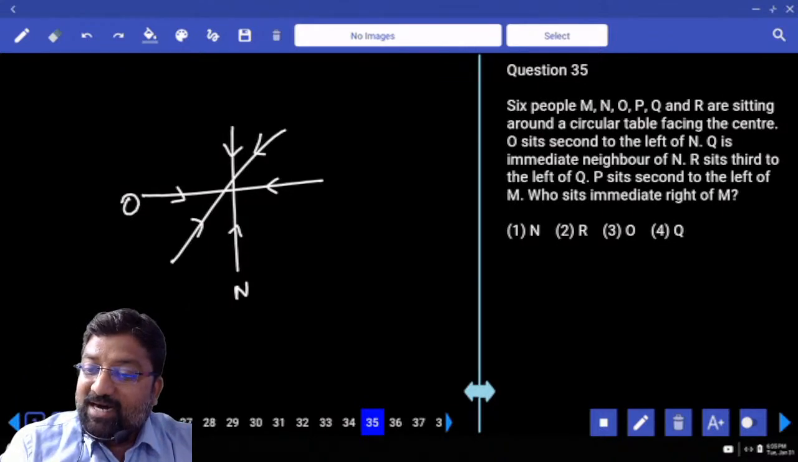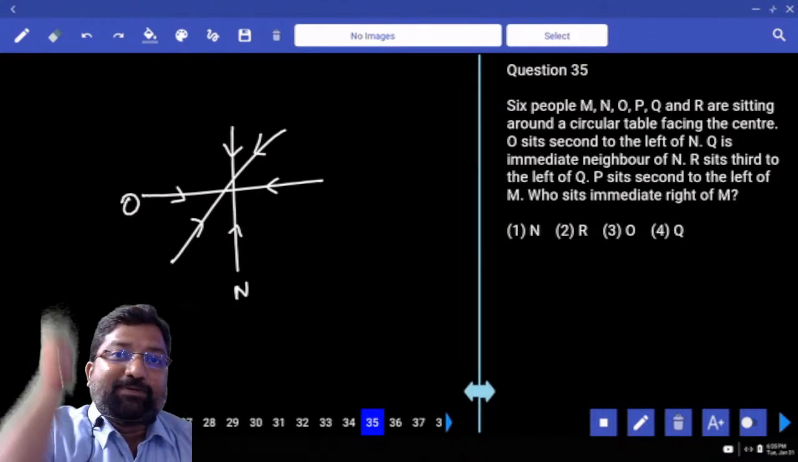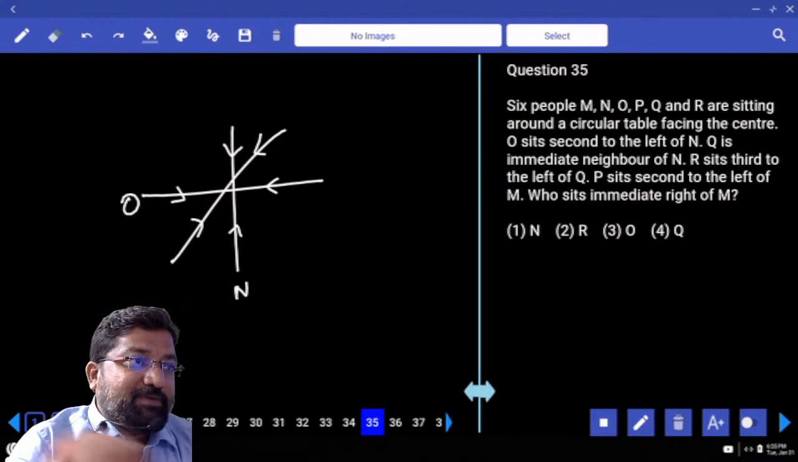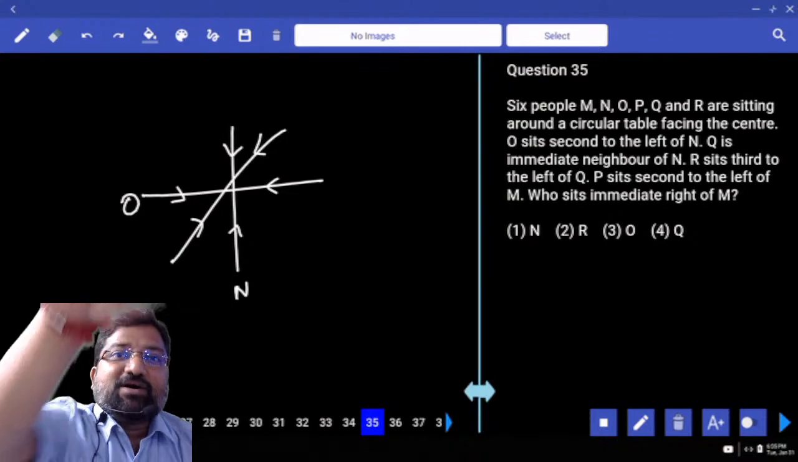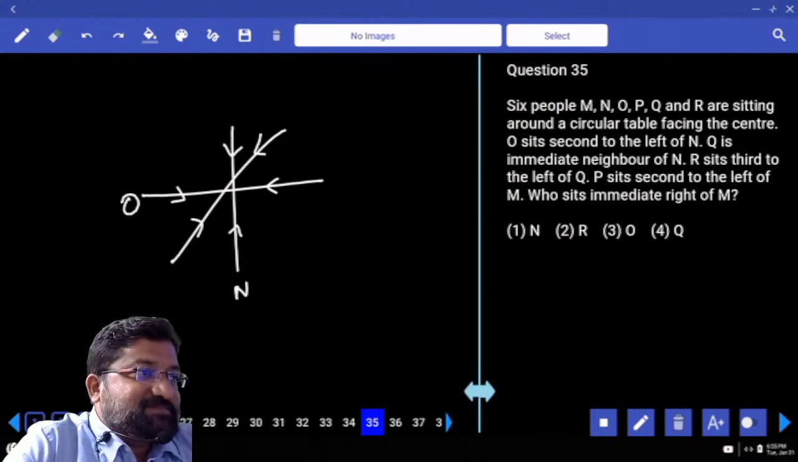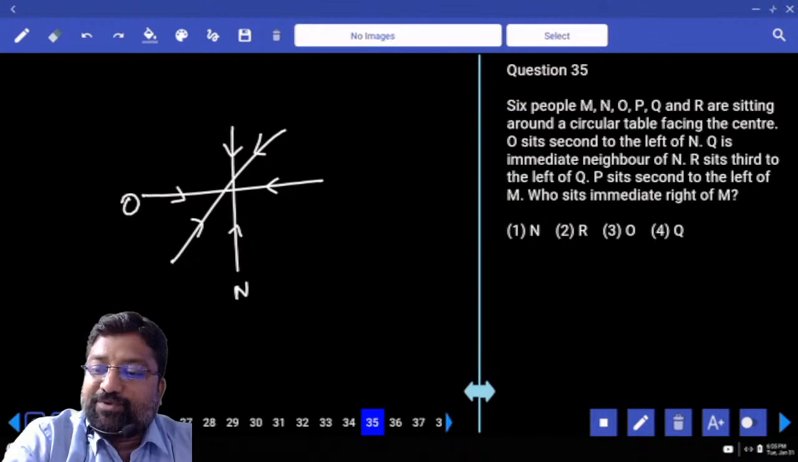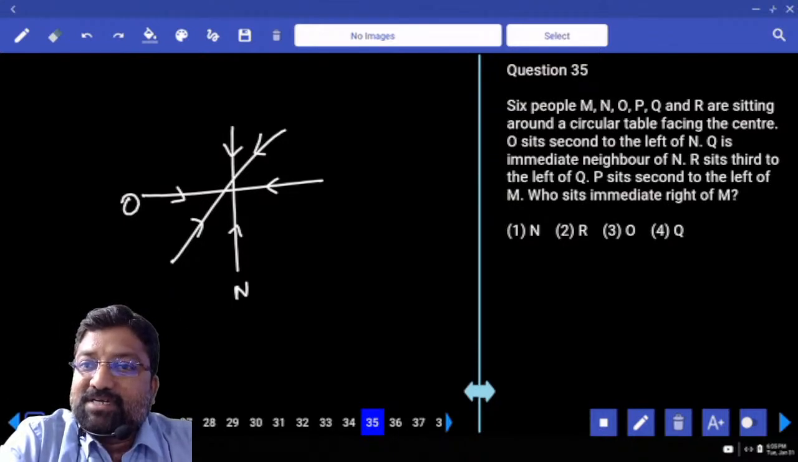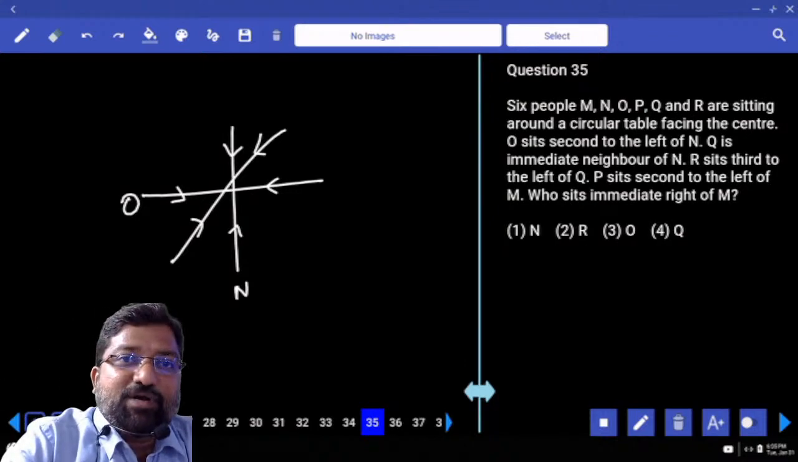R is third to the left of Q. And how many people between Q and R? 2 people. If there are 6 people sitting around a circular table and there are 2 people between them, those 2 people will be in the opposite position. Is this clear? Third to the left of Q is R, and Q and R are in the opposite positions. Q is an immediate neighbor of N.